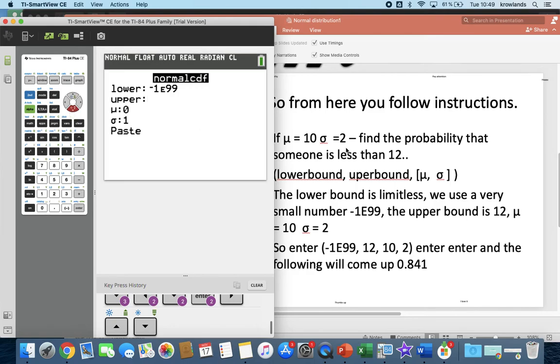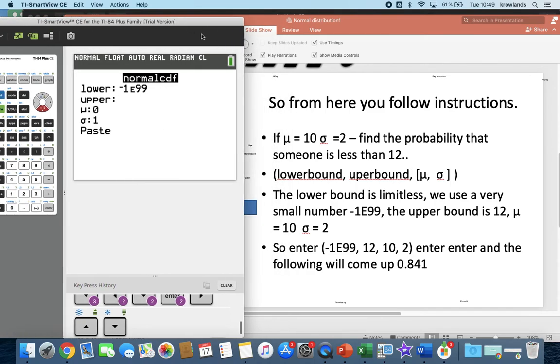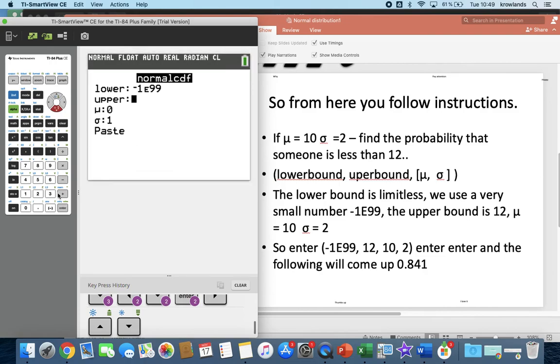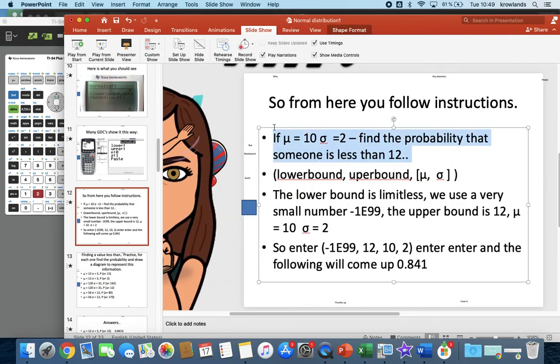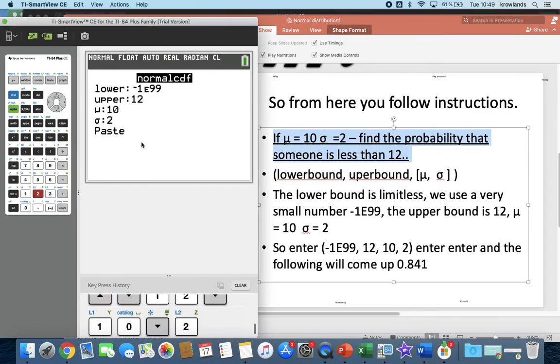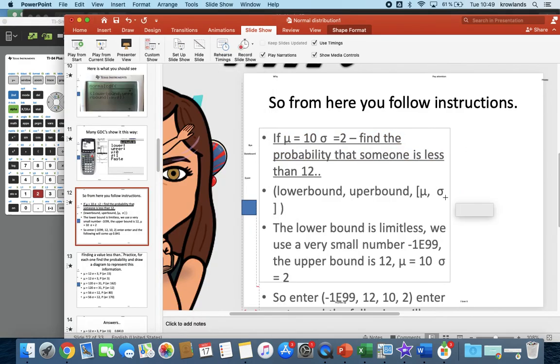Now going to the upper bound, we want it to be less than 12. So we need to put the upper bound, the maximum number it can be is 12. We're going to say, therefore, our mu is going to be 10, as this is given to us in the question, and we are going to say that the standard deviation is 2. The question would be something like this, and you would have to be able to translate this question into this on your calculator, or you could use the graph.